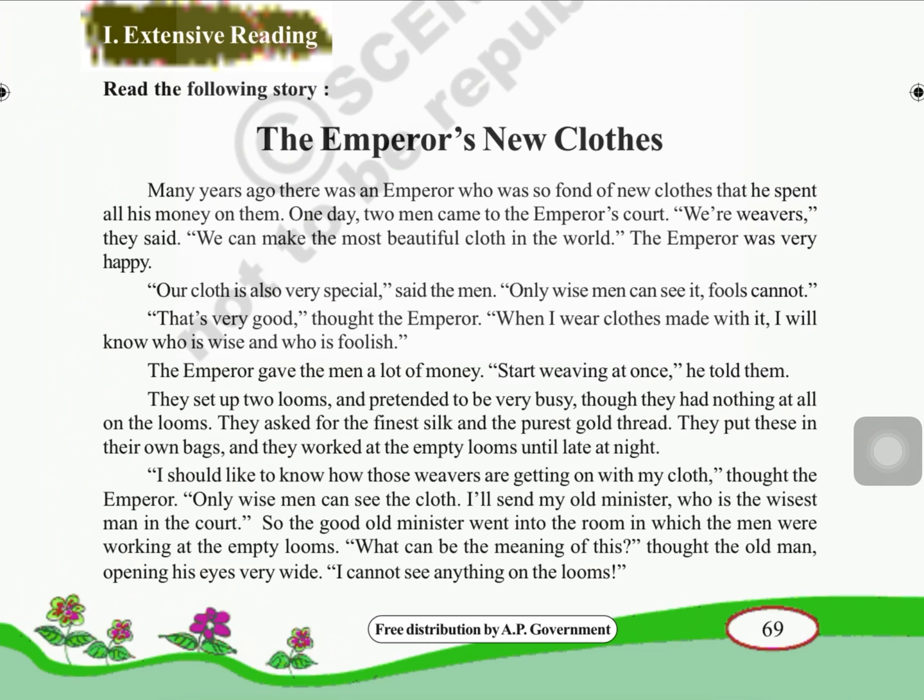What kind of mania or craze he shows towards new clothes. Then what happened at last? Did he learn any moral or did he learn any lesson at the end of the story? Let us go through. We will get an idea.